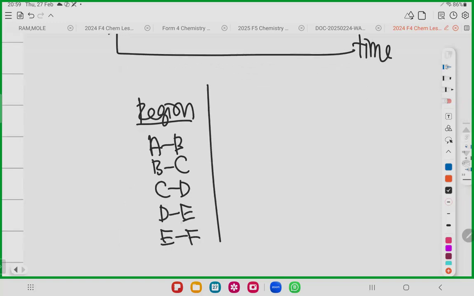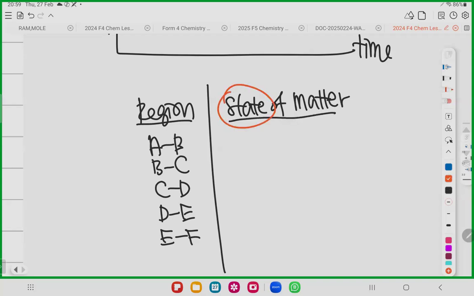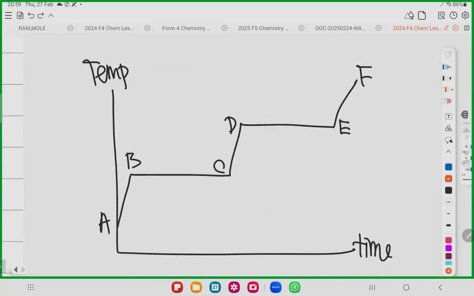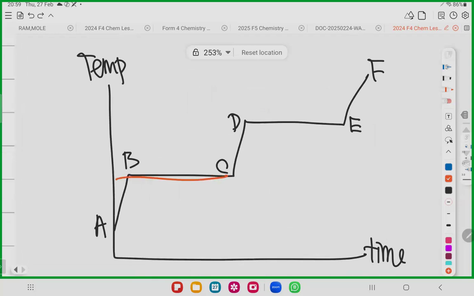Now we need to learn how to analyze the state of matter. Again, guys, what do we mean by state of matter? In SPM, when you see the word state, it means solid, liquid, or gas. Now, how to know whether you have solid, liquid, or gas? I want everyone to listen carefully. When you have two staircases, you know the first staircase is melting and the second staircase is boiling. You all should know that.